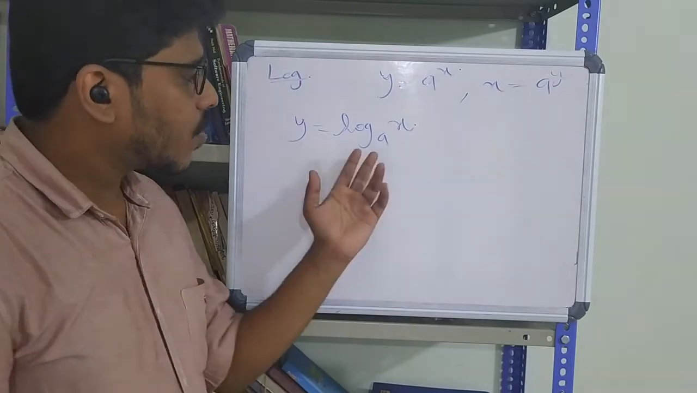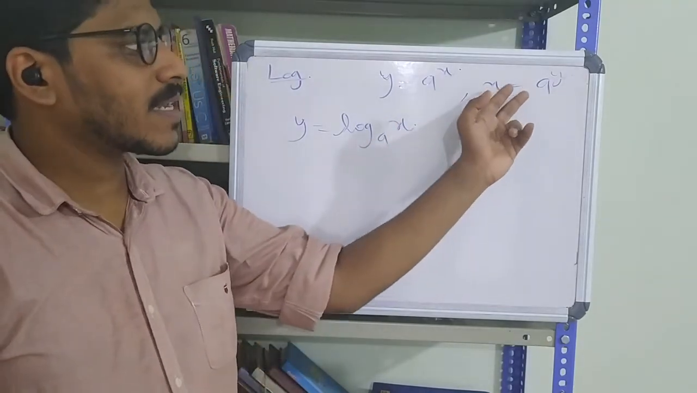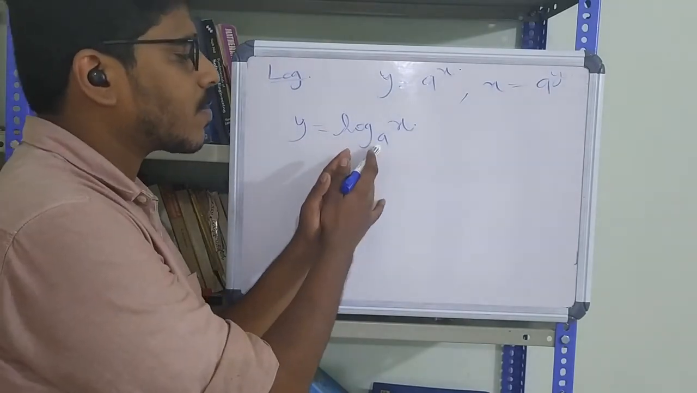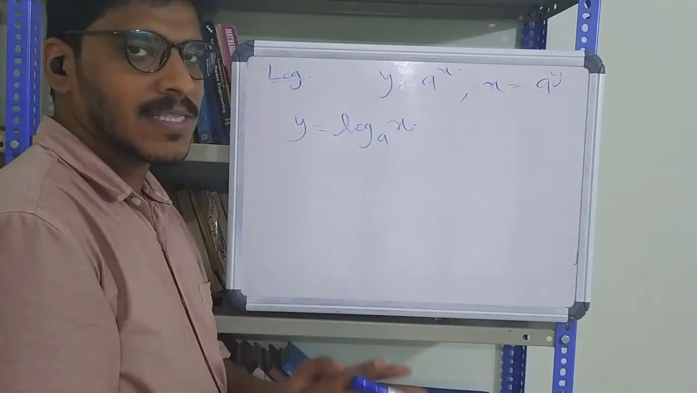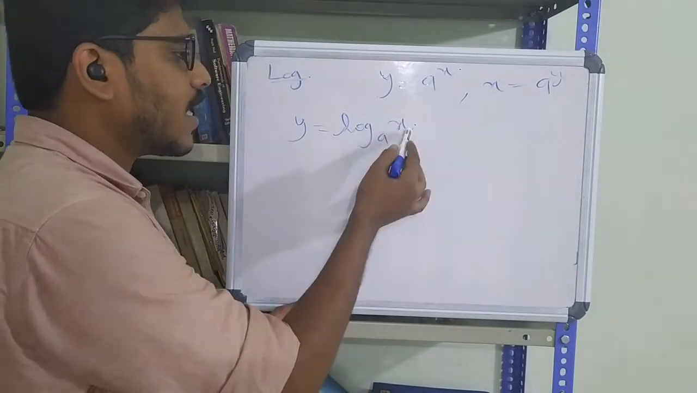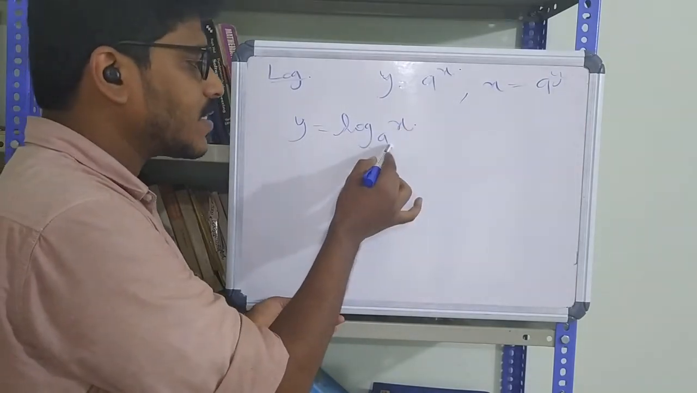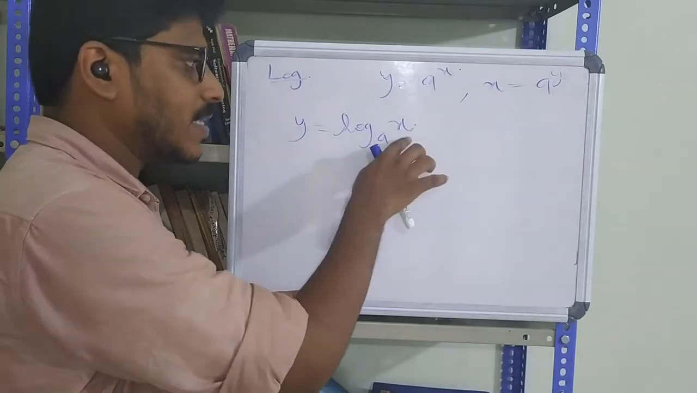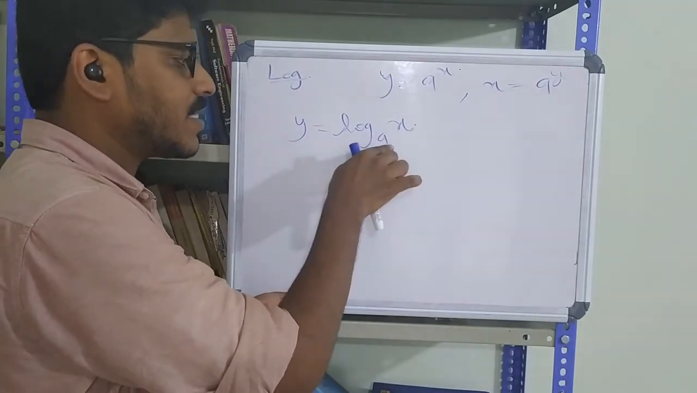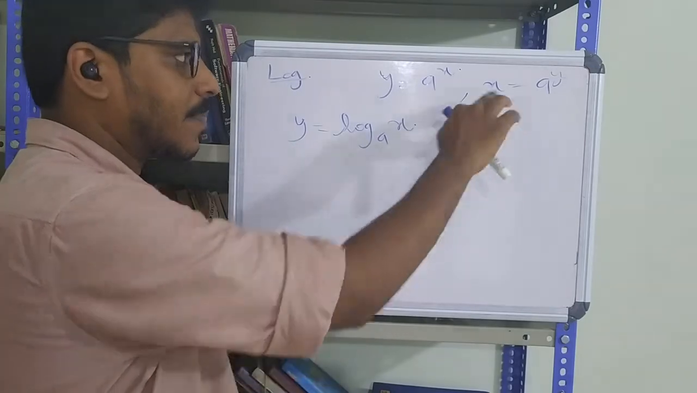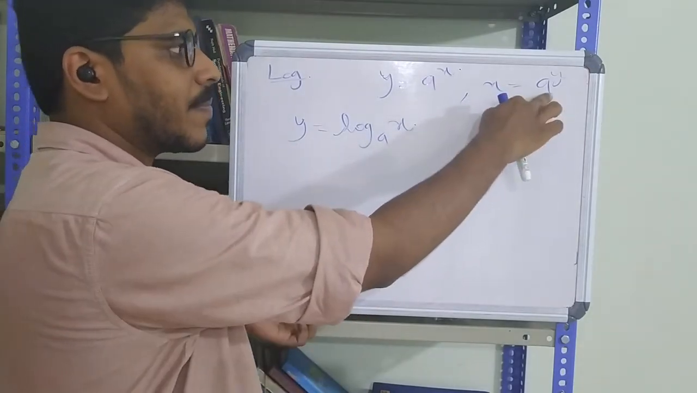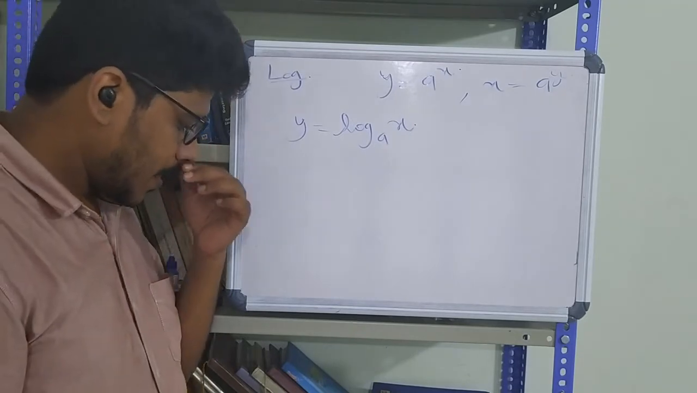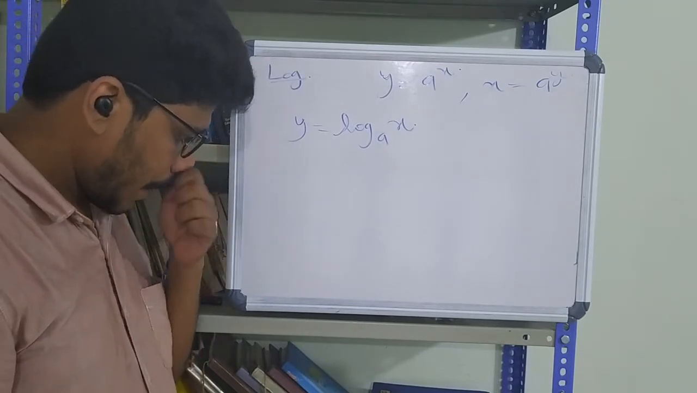So y equal to log to the base a of x means nothing but x equal to a raised to y, or in words, to get x, the base a has to be raised to the power y. To get x, the base a is raised to the power y. So this is the logarithmic function.